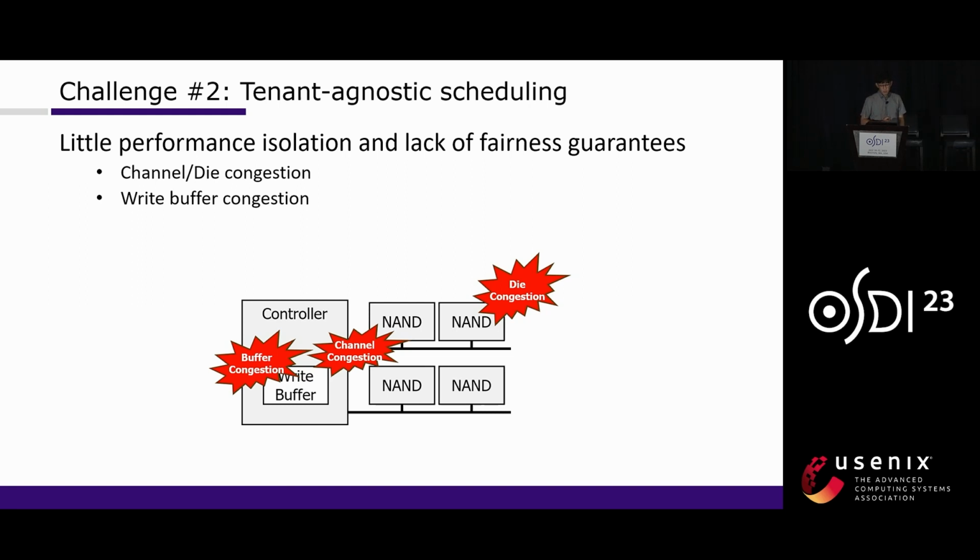From our extensive characterization of ZNS, we discovered that ZNS offers limited performance isolation and lacks fairness guarantees in congestion. Furthermore, it introduces a new congestion point at the write buffer, which requires specific attention. To overcome these challenges, eZNS incorporates a zone-aware I/O scheduler.